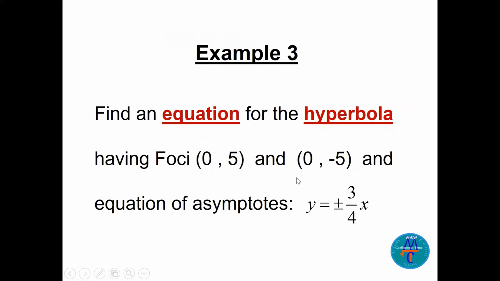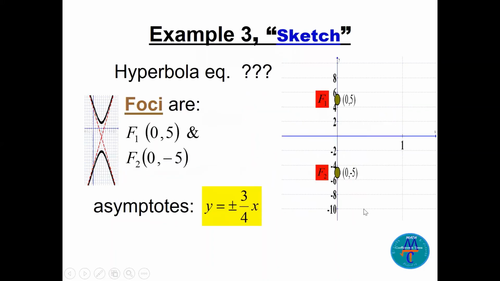Find an equation for the hyperbola having foci 0, 5 and 0, minus 5, and the equation of asymptotes, both of them, y equals plus or minus 3 over 4 x. So we can start with a little sketch. If I put here 0, 5, it will be on the y-axis, and 0, minus 5 also on the y-axis. So this is f1, f2, or f prime. And the asymptotes are y equals plus or minus 3 over 4 x. So we can imagine the graph will look like this, because the foci are inside the hyperbola.